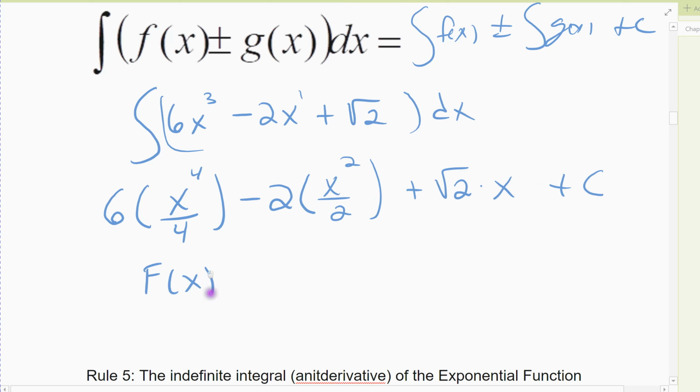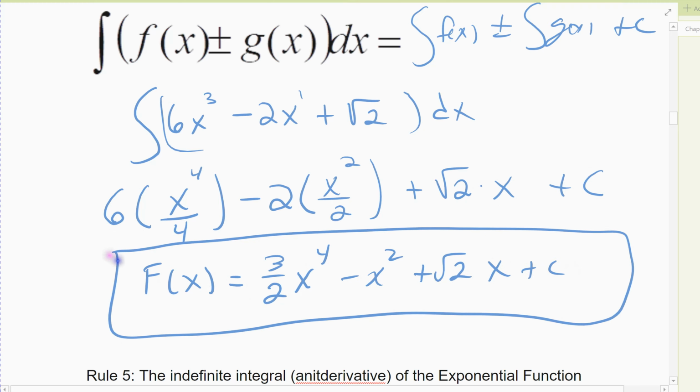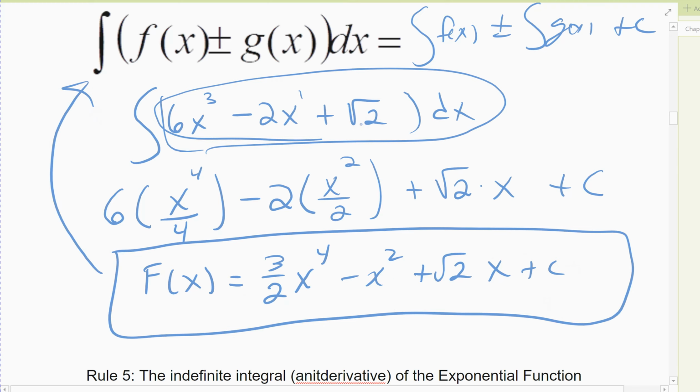And then we clean it up, the family of antiderivatives, capital F of x. 6/4 will reduce down to 3/2 x to the 4th. The negative 2 will cancel out, give me a negative 1 x squared, and then that's just the square root of 2 times x plus c. And there would be my family of antiderivatives. If I took the derivative of that expression, I would get back to this differential.